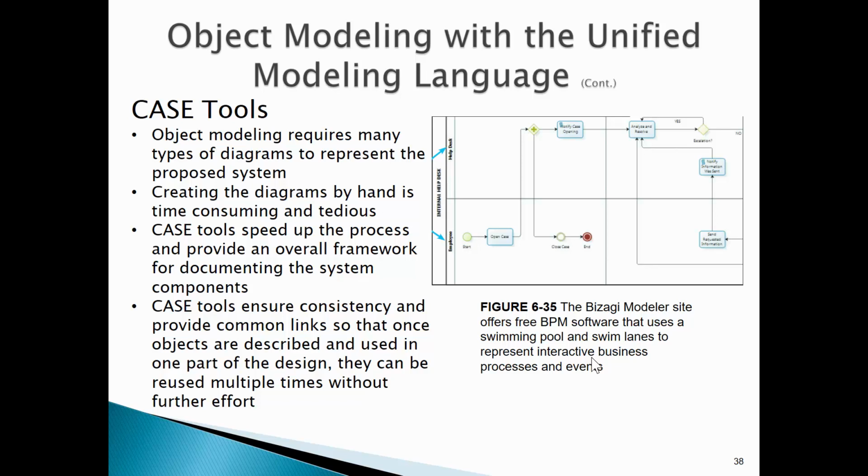the system. So object modeling requires many types of diagrams. Yes, it does, to represent the proposed system. If you think about it, we'll have a use case diagram that's going to explode into some sequence diagrams. A use case itself may have a sequence diagram that represents everything that can happen in the use case.